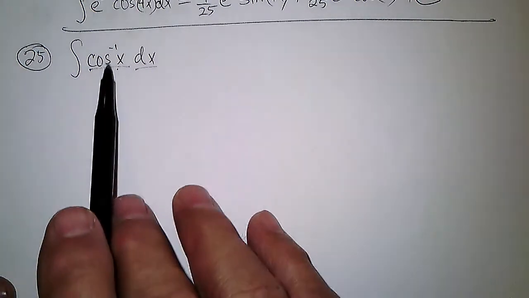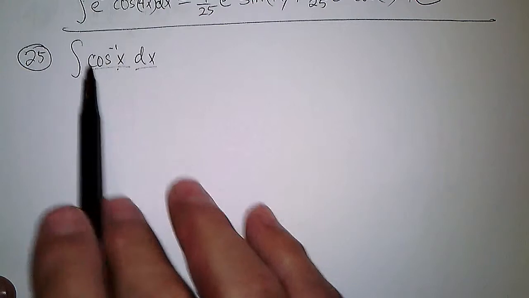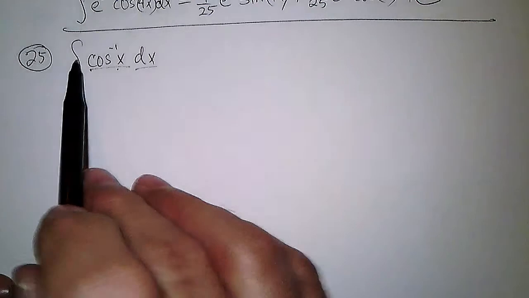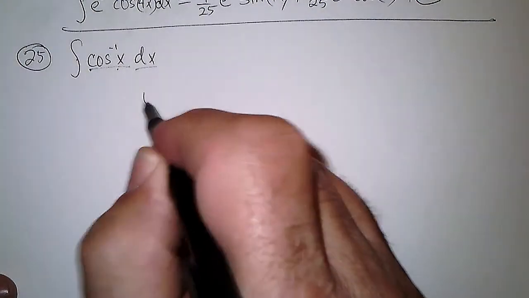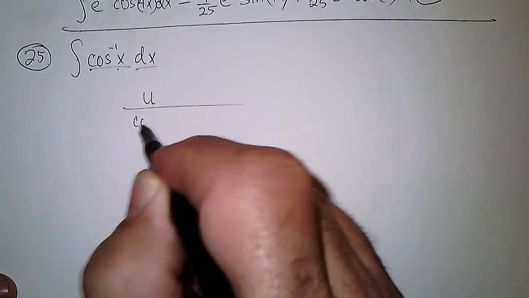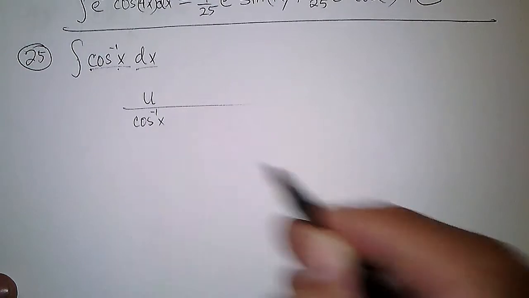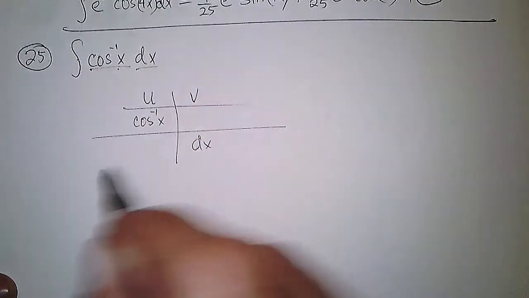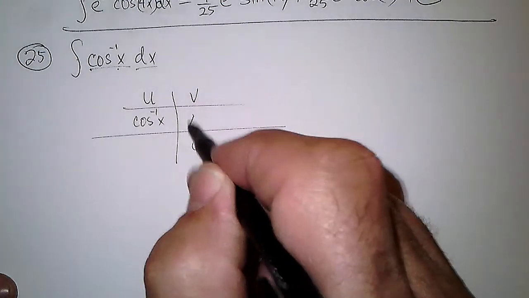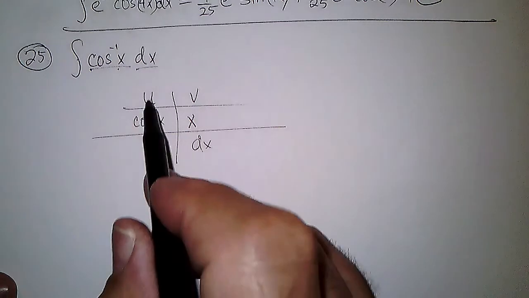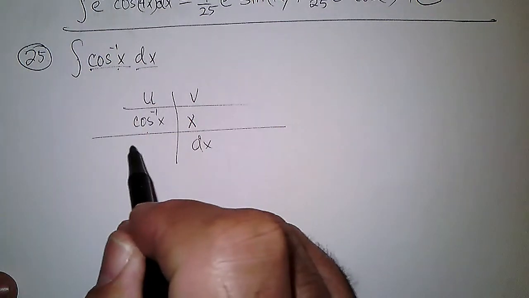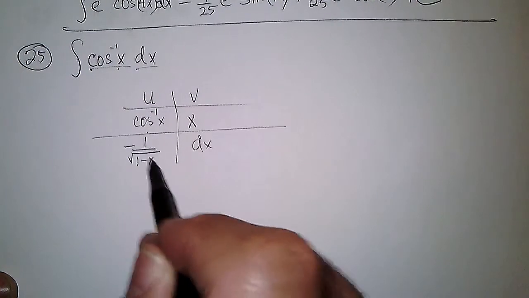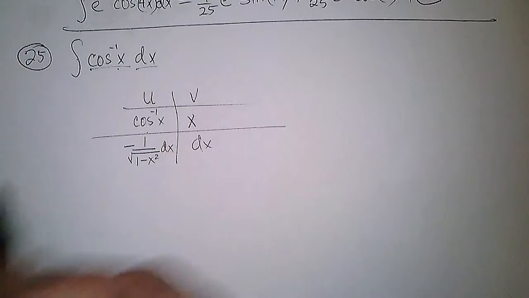So I do not know how to integrate cosine inverse, but I do know how to take the derivative. In fact, we're trying to find out how to integrate it. So I'm going to let u be the cosine inverse of x, and dv to be just dx. And so integrating dx, I get x. And differentiating cosine inverse, I think that's negative 1 over the square root of 1 minus x squared dx.